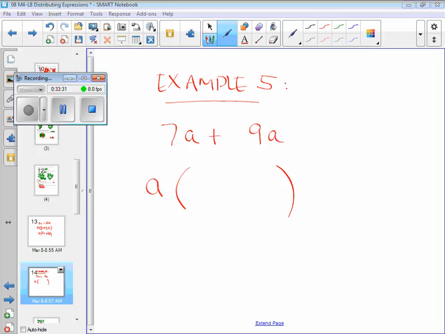Now you want to see something neat? Ready? Add this. What do you get? What's a times 16? 16a, right? Combine like terms. Wind up with 16a again. Works. Great. Okay?